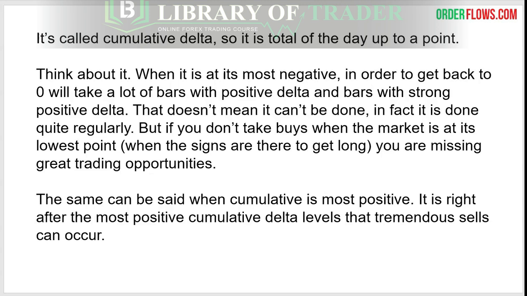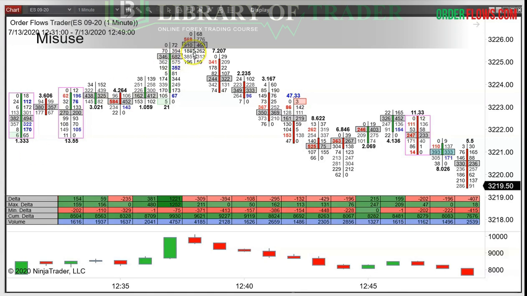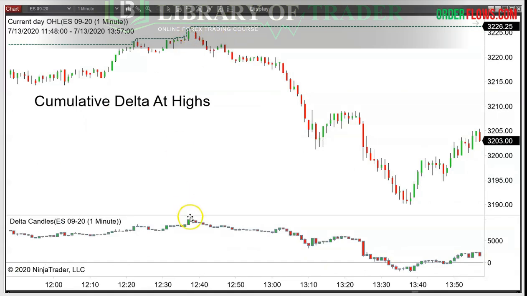But if you don't take buys when the market's at its lowest point, when the signs are there to get long, you're missing great trading opportunities, just like I just explained at the high on the previous chart, right? When cumulative delta is at its most positive, it's right after that point when tremendous sells can occur. And what do I mean by tremendous sells? This is that footprint chart I was showing you earlier, 32.26 and a quarter. That's right here, cumulative delta strongest point, right? We're at 10,141. By the time it gets down to the zero line, which is about an hour later, the market sold off from 26 and a quarter below 3,200. Okay, so that was the move to have.